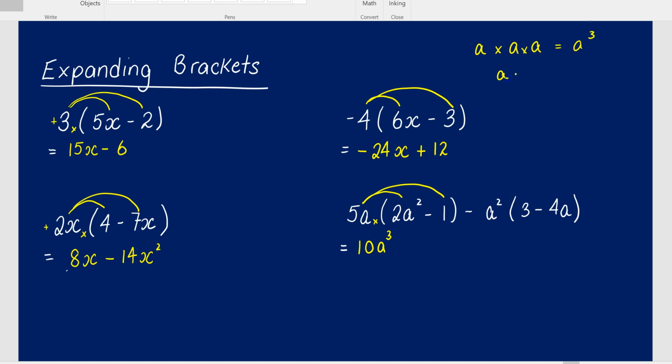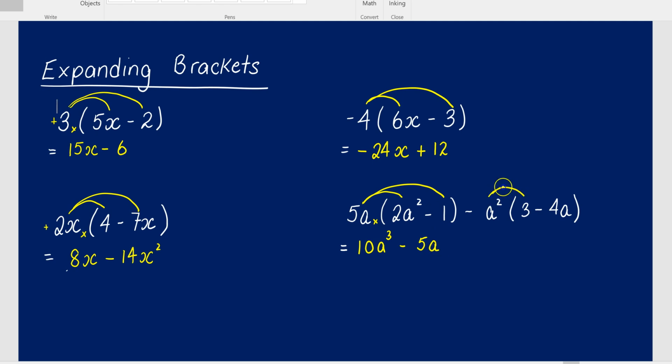Or you might want to have recalled our indice laws, that when I'm timesing by the same base, you add the powers, so 1 plus 2, and you get 3 again. So whichever method makes sense to you, that's fine. Now we've got a positive times a negative is minus, and 5a times 1 is 5a.